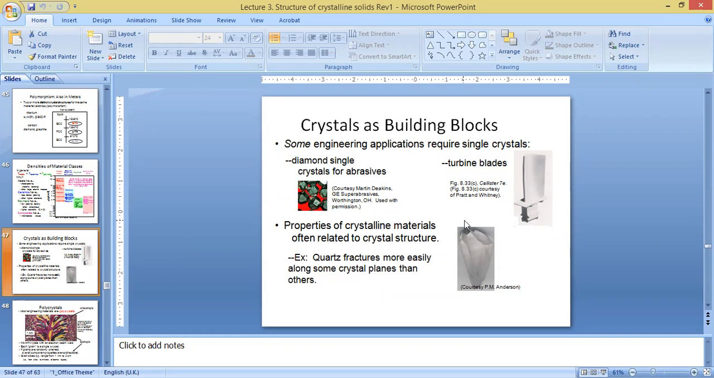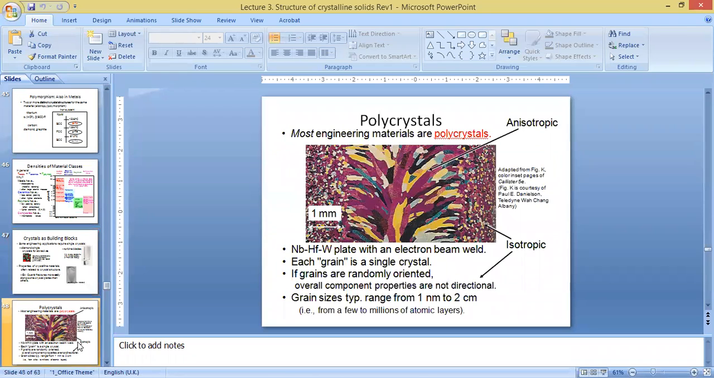Properties of crystalline materials are often related to crystal structure. So quartz fractures more easily along some crystal planes than others. Then you have the turbine blades also. In places where you need something that's going to either cut or encounter so much force or pressure, you need a material that is as strong as possible. And usually the single crystals are the best for that job.